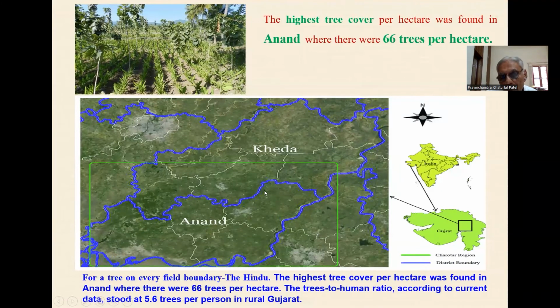So they grow the trees on the boundary of the field. So for a tree on every field boundary, the highest tree cover per hectare was found in Anand, where there were 66 trees per hectare. So it is the highest in India. So it is in Anand. Anand is a district of the Gujarat state. The trees to human ratio, according to current data, stood at 5.6 trees per person in rural Gujarat.